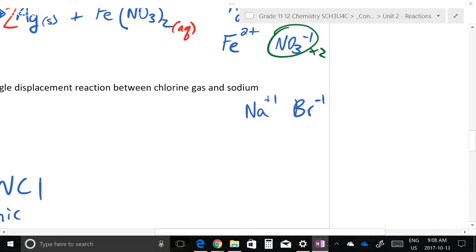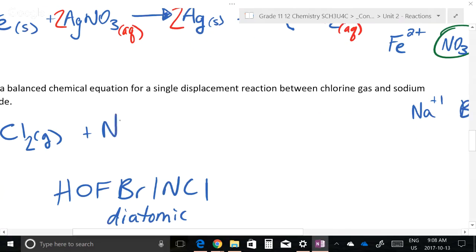NaBr. Fantastic. Because the charge is balanced, I don't have to put numbers with it. I don't need 2 sodiums. I don't need 2 bromines. It's just sodium bromide.